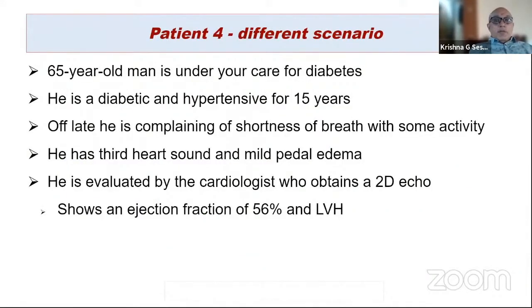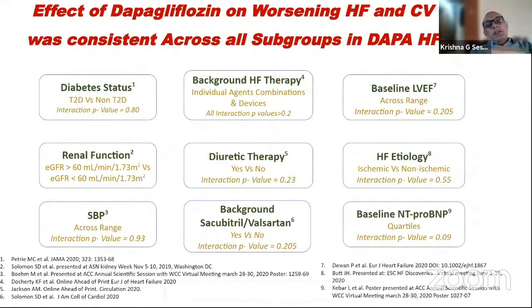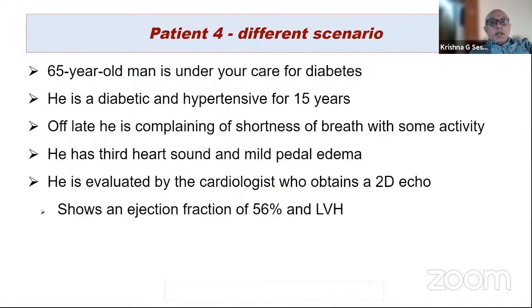So he's a diabetic for 50. So let's change this slightly. So clearly we know that in patients with compromised heart failure, HFrEF, the reduced ejection fraction, there is benefit when using an SGLT2 inhibitor. What about someone whose 2D echo is 56% and has LVH?